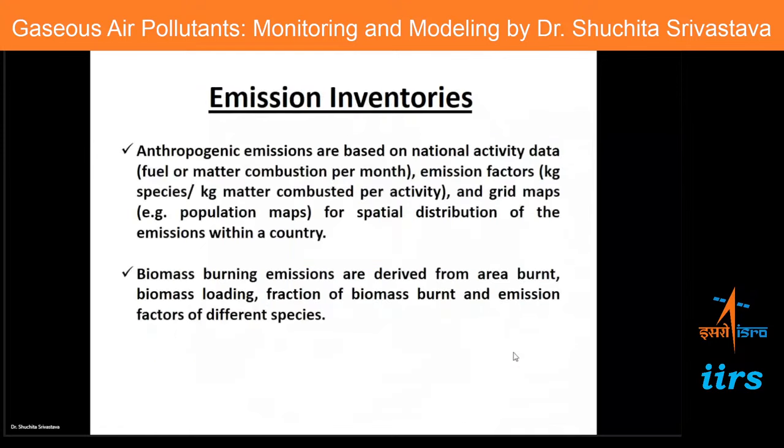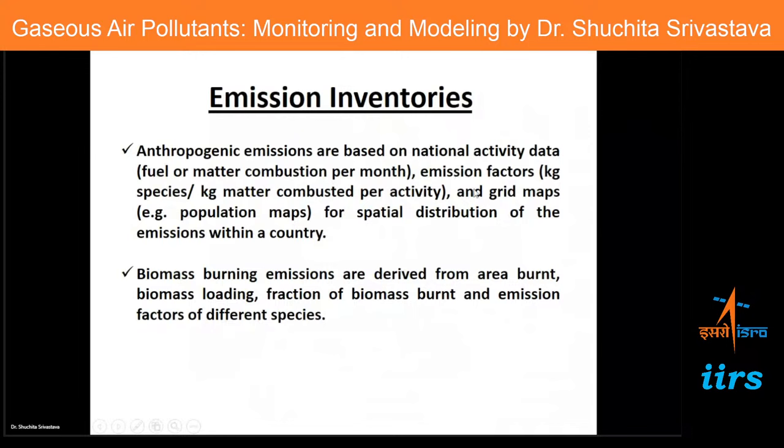So now we are going to see the emission inventories. What are emission inventories? These are the information on emissions. Anthropogenic emissions are based on national activity data. National activity data is like the number of scooters, number of bikes, number of cars, number of buses. All these are national activity data. Then emission factors: if a specific type of fuel is burned, then burning 1 kg of that particular matter will give some amount of target gas. That is called the emission factor.